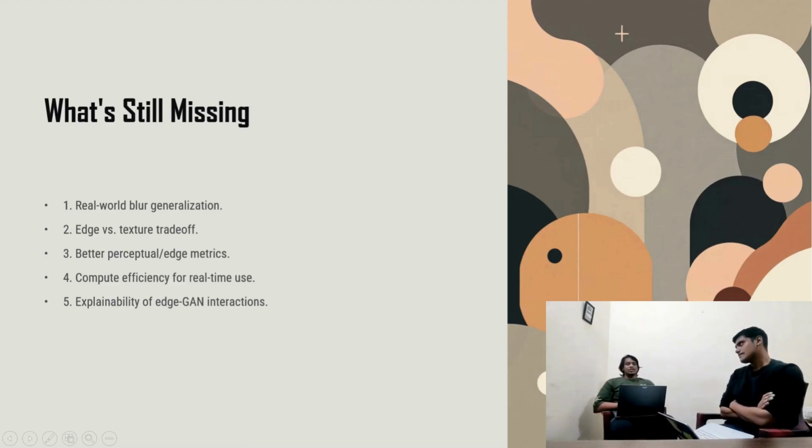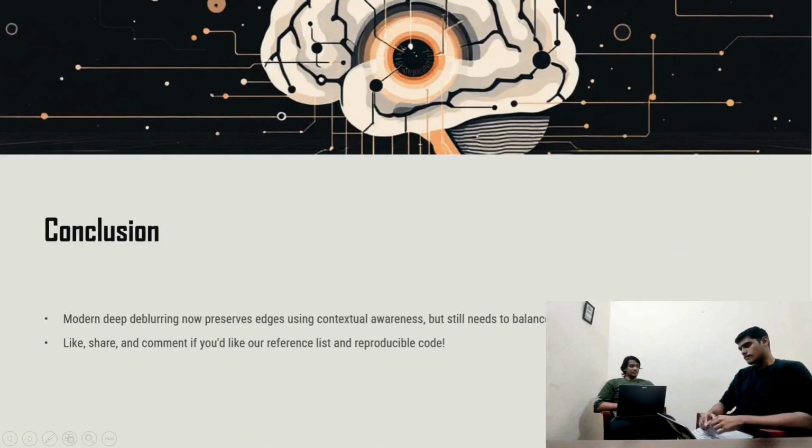Okay. Evaluation metrics. PSNR and SSIM don't fully capture perceptual edge quality. So edge-aware metrics and human studies are needed. Next is efficiency. Many edge-aware modules have heavy compute, which is problematic for mobile deployments. And finally, explainability. How edge priors interact with GANs and perceptual losses can cause hallucination. More interpretable losses are needed.